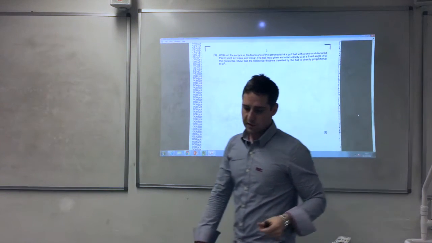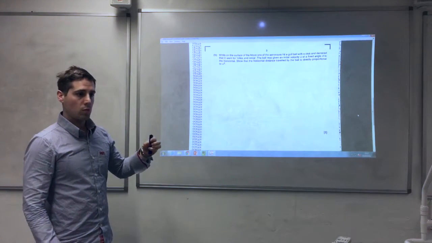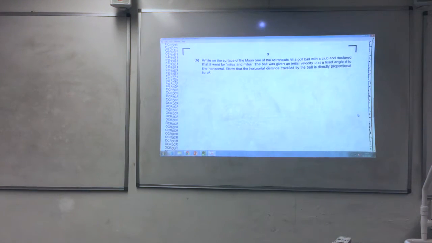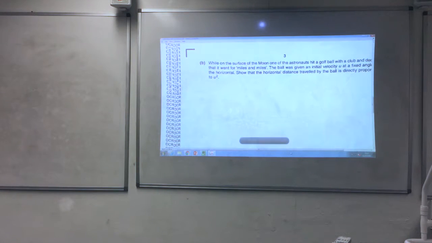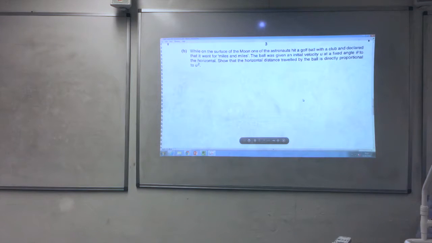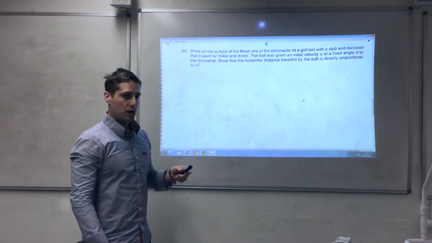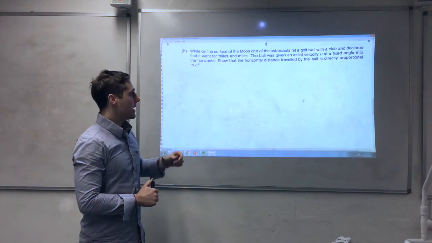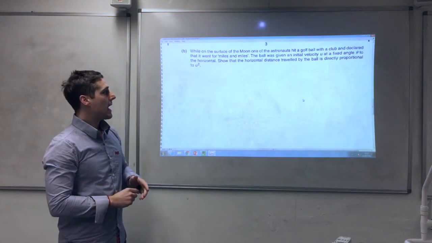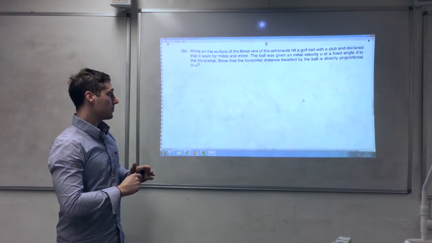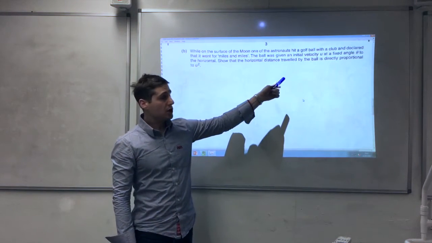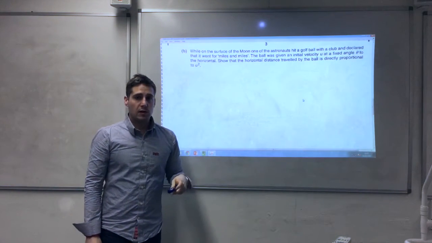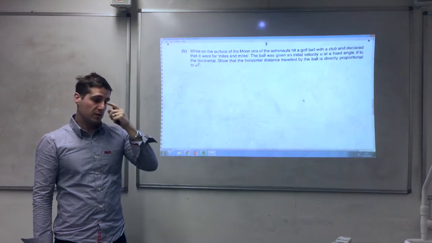And this is 1b. This is what I was particularly requested to go through. If I just zoom in on that one. Yeah, this is question 1b, which I was asked to go through. While the astronauts were on the surface of the moon, one of them hit a golf ball with a club, and he declared that it went for miles and miles. The ball was given an initial velocity u, at a fixed angle of theta. Show that the horizontal distance travelled by the ball is directly proportional to u squared.